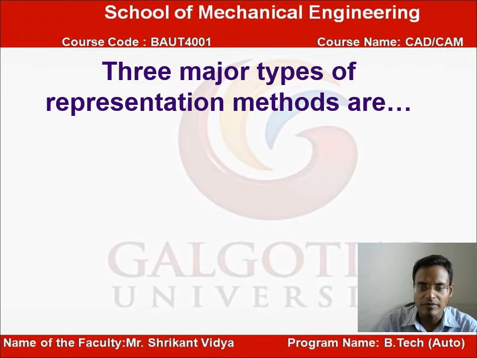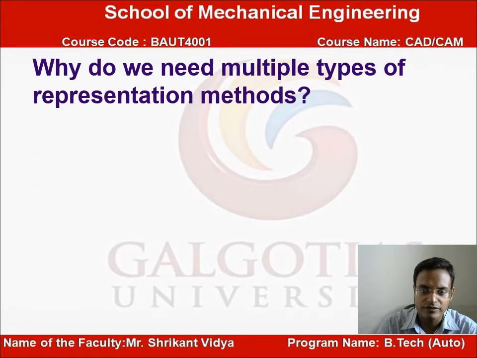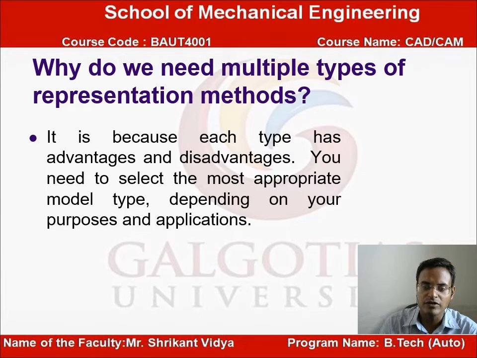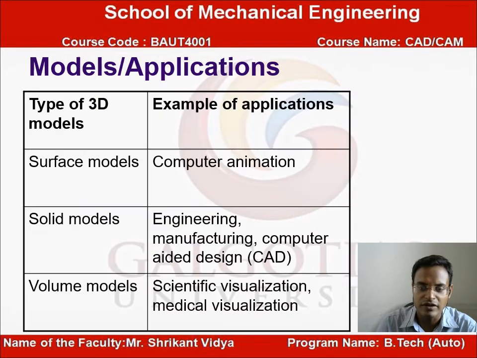So three major types of representation methods are surface models, solid models, and volume models. Why do we need multiple types of representation methods? It is because each type has advantages and disadvantages. You need to select the most appropriate model type depending on your purposes and applications. Each model, that is, representation method, requires different modeling and manipulation techniques.